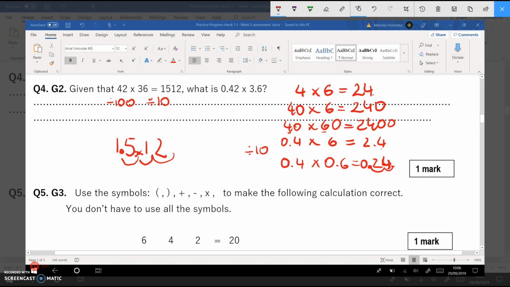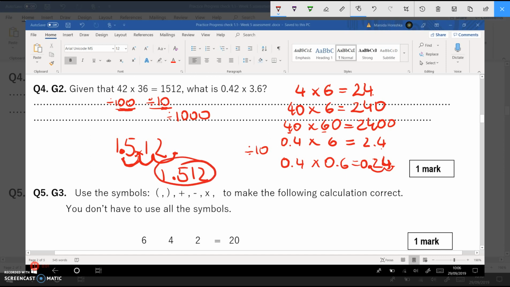So overall, since we divided one of the factors by 100 and the other factor by 10, we have divided the answer by 1000, which is a collection of these zeros, 2 in the first one and 1 in the other one. So from 1512, we've gone 1, 2, 3 places to make the final answer 1.512.